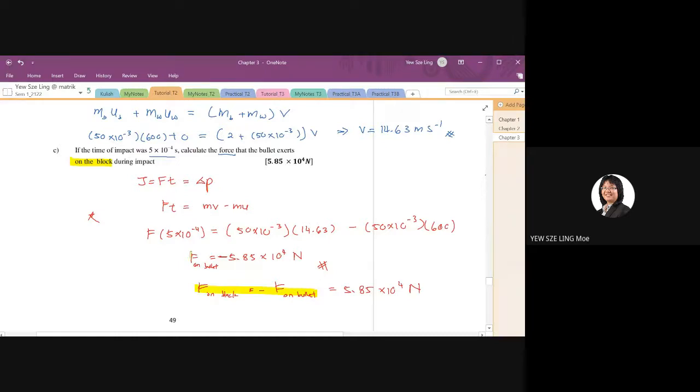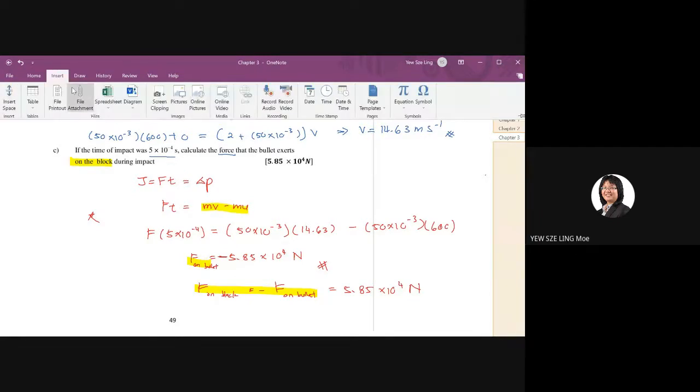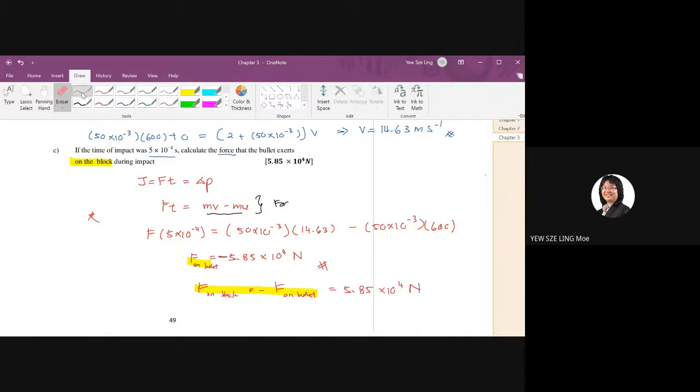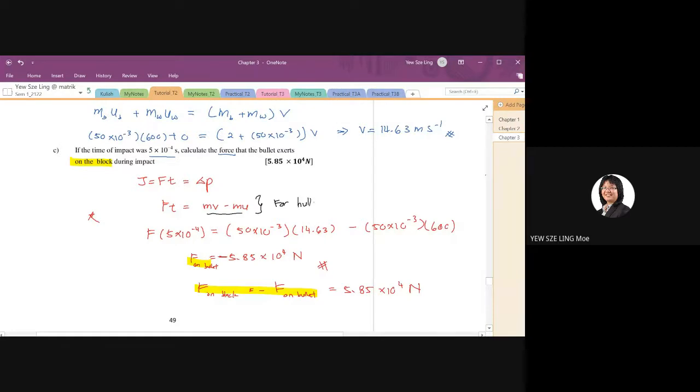Based on the calculations, the thing that we calculate is actually about bullet. How do I know that it's about bullet? Because I use all of the information for bullet. All the information that I use in my calculations, they are all for bullet. Therefore, the force that we calculate, F, is actually for bullet. So if you want to calculate on the block, then you just add a negative sign. Then this is your final answer.